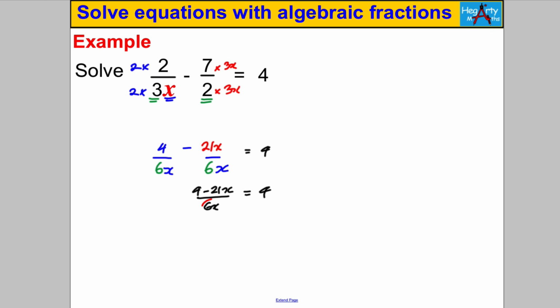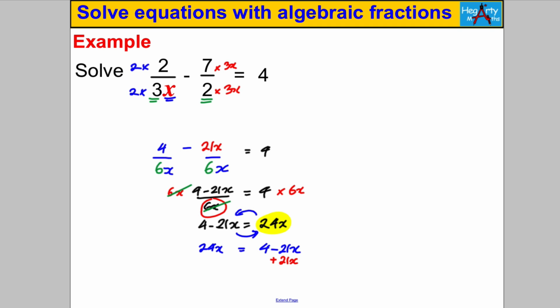I don't like the 6x on the denominator here, so to undo that I'm going to multiply both sides by 6x, and that cancels that 6x on the denominator, and I'm going to get therefore 4 subtract 21x is 4 multiplied by 6x, which is 24x. Now I want most of the x's on the left hand side, so I'm just going to rewrite this as follows. 24x is equal to 4 subtract 21x. I want all the x's together, so I'm going to add 21x to both sides.